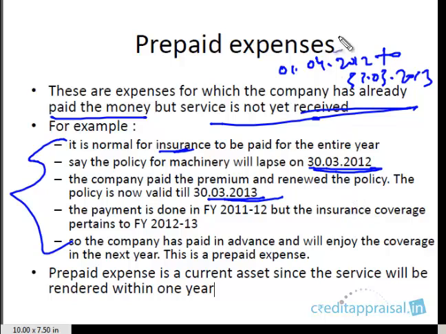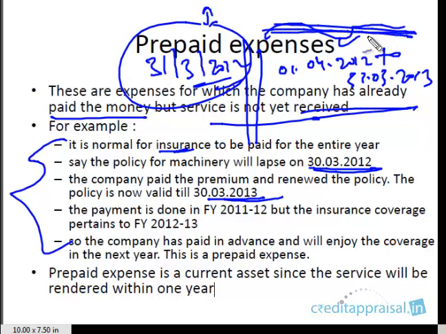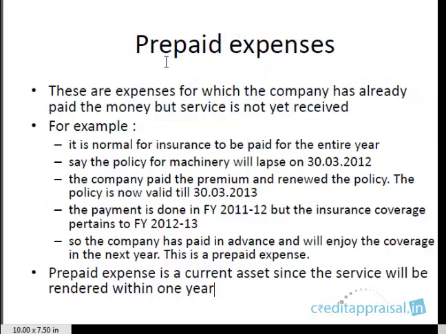If something happens during this period, the insurance company is going to reimburse you. But during this period you need not pay anything, because you already paid the amount as on 31/3/2012. So the payment is already made, but the service is not yet available on this particular date. The service will be available during this period. If anything happens during this period, you're going to get the reimbursement. So it is a prepaid expense. You already paid the expense, but the service was not yet available. So this is a current asset because the service will be rendered within 1 year.